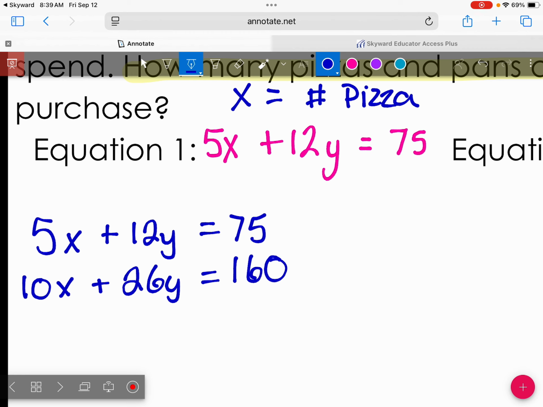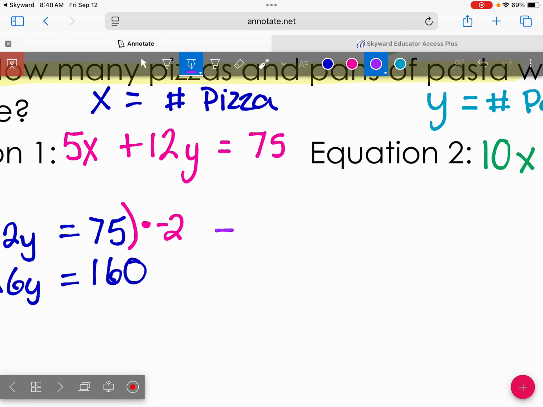What will we need to multiply by? I would like for one of my letters to have the same number with the opposite sign. And we could spot right away, 5 and 10, oh, those are very closely related. 12 and 26, I could probably do, but not super easy off the top of my head. But I know that 5 times 2 will give me 10. But remember, we want to also have it with the opposite sign. So we're going to multiply this whole thing, everybody, by -2.